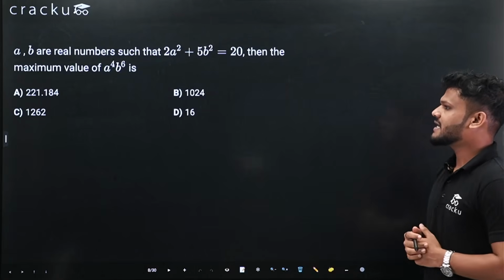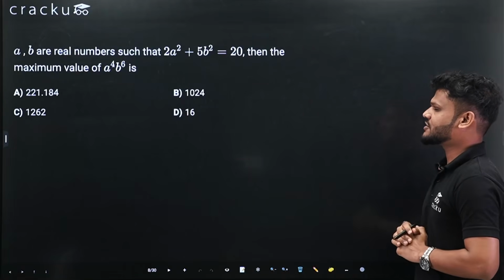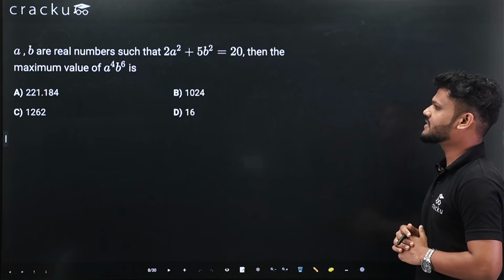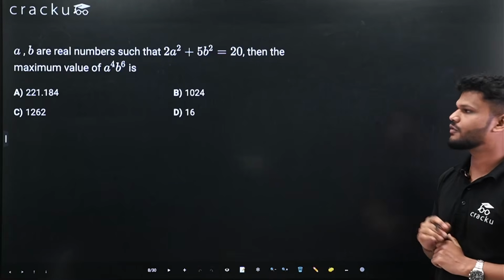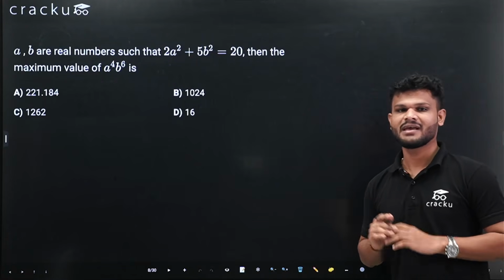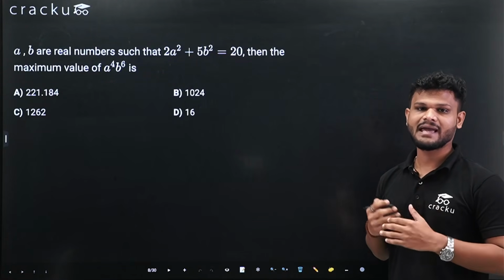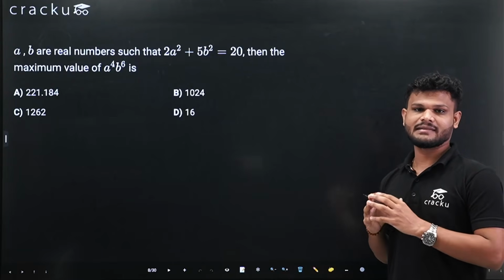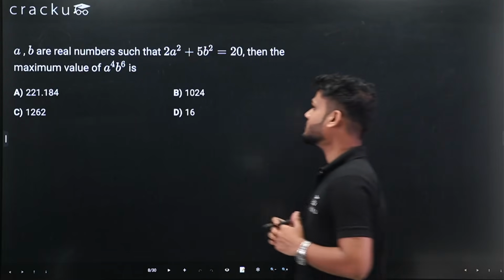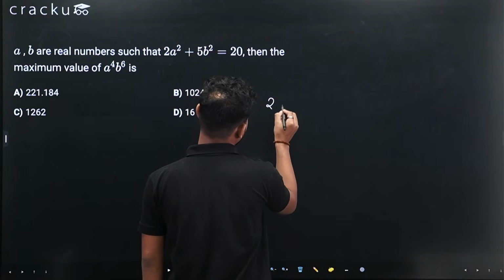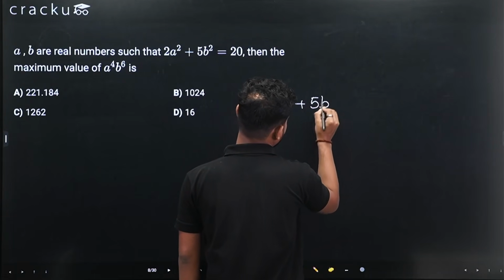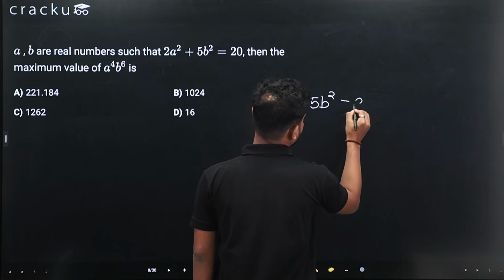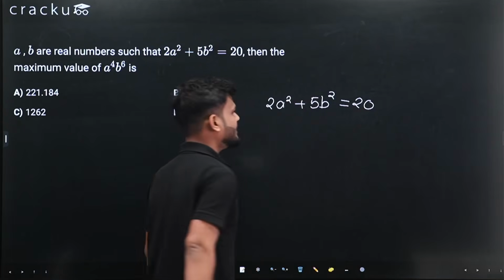In this question we are asked, a, b are real numbers such that 2a square plus 5b square equal to 20. Then the maximum value of a raised to 4 into b raised to 6 is what? Here you should apply the AM is greater than or equal to GM property. So here we have given 2a square plus 5b square is equal to 20.